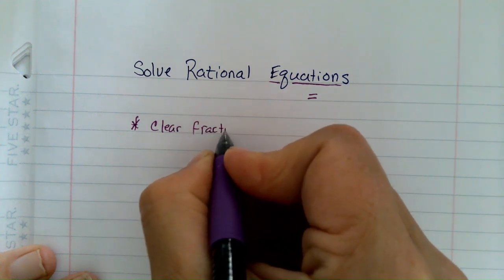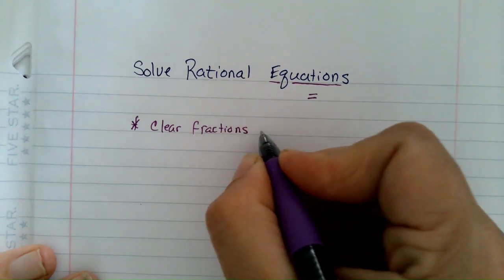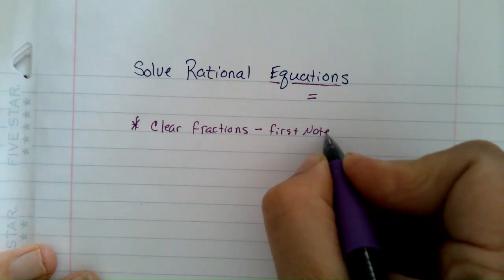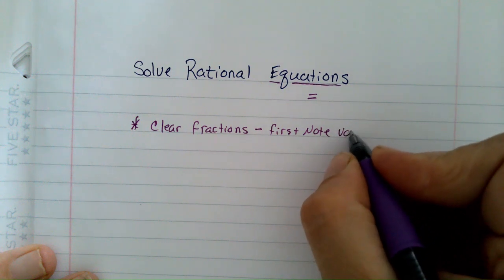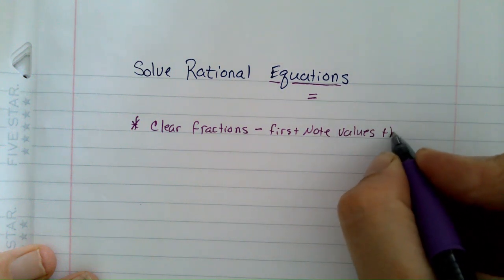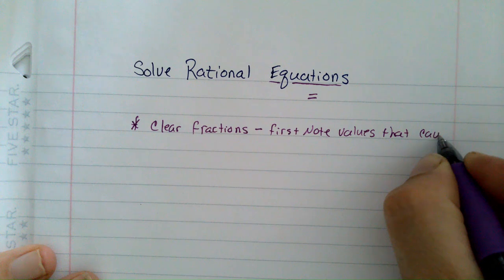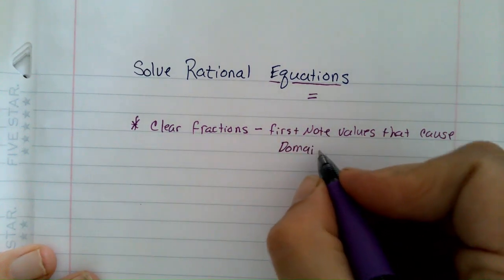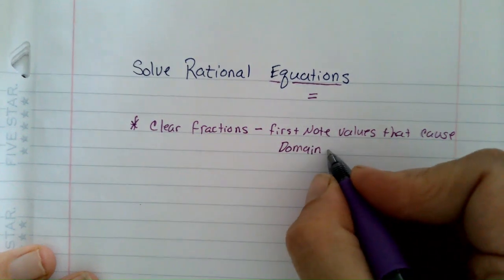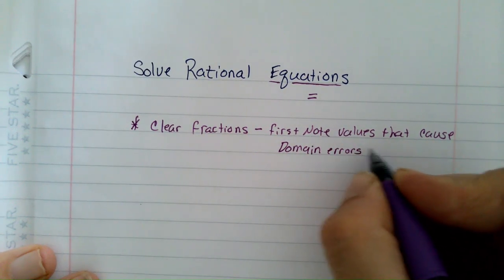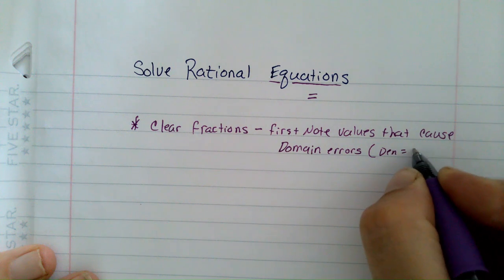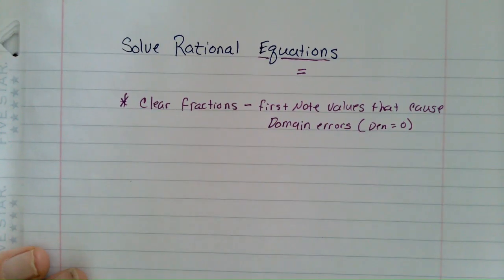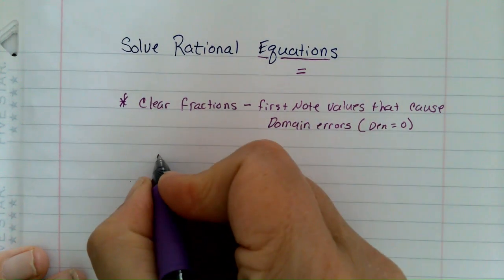That way we can work with these in our traditional way. However, before you clear fractions, you must first note any values that x cannot be. And that would be values that cause domain errors. And since we're talking about ratios, that's when the denominator equals 0. That's when those domain errors are going to happen. So I like to clear fractions by multiplying everything by the LCD.